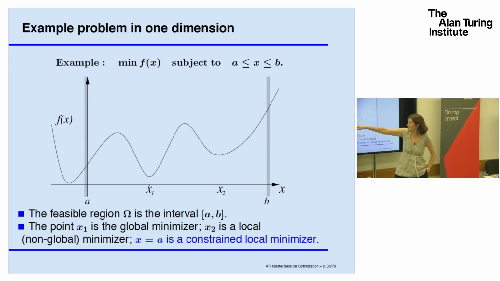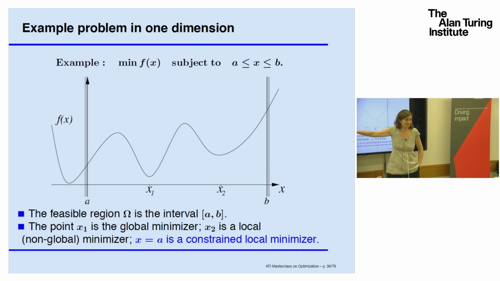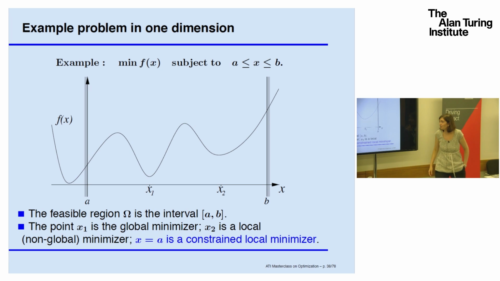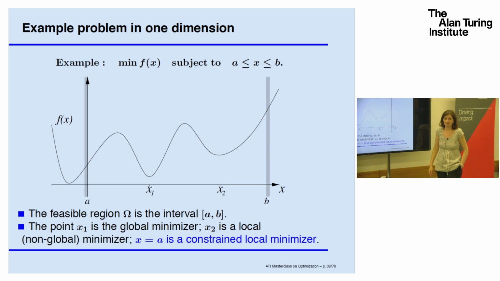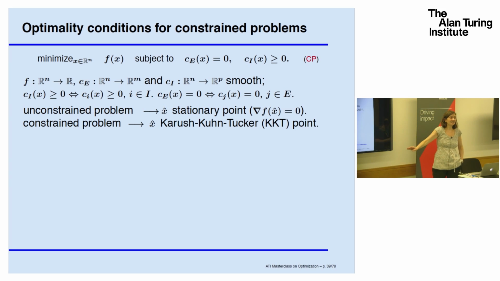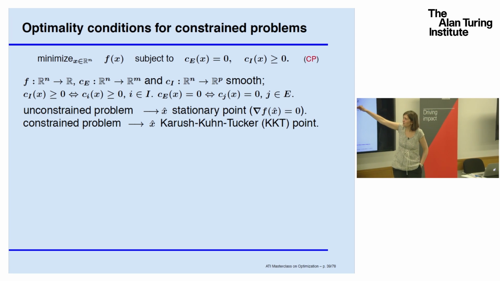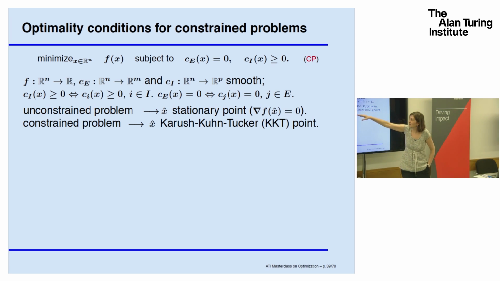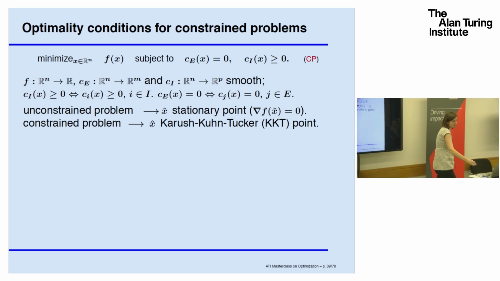The gradient at this point is not 0. So how can I characterize those boundary points in terms of derivatives? The underlying idea of what I will talk about in what follows is that we make everything that's constrained unconstrained, because we know how to deal with unconstrained problems. So for optimality, instead of a stationary point with 0 gradient, we have this notion of Karush-Kuhn-Tucker.